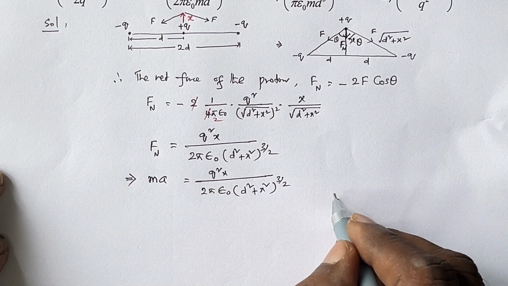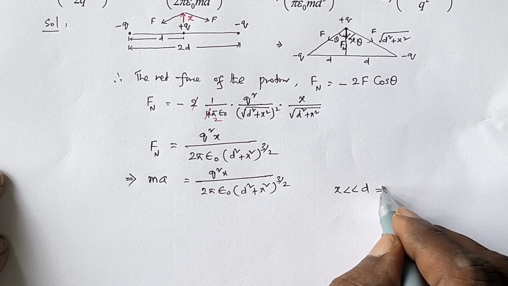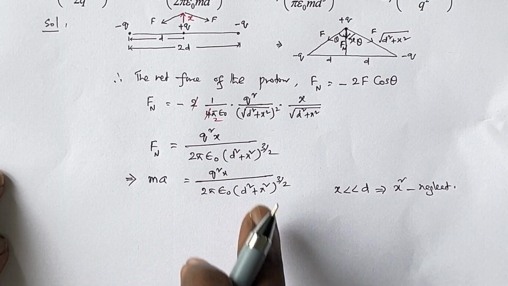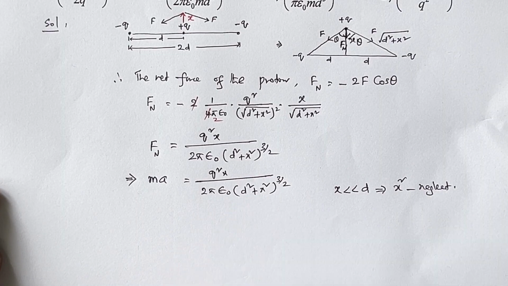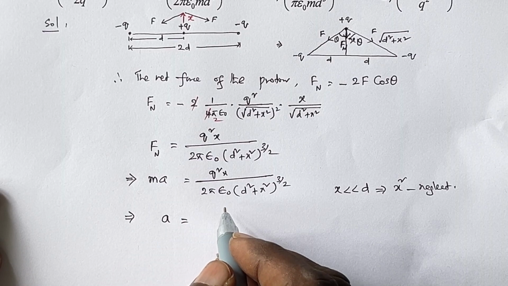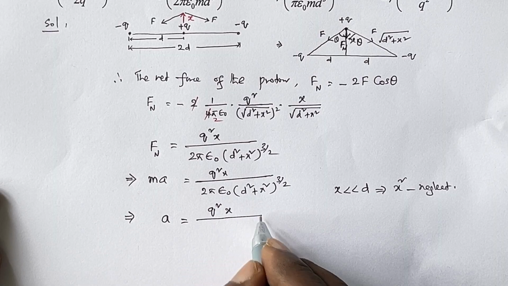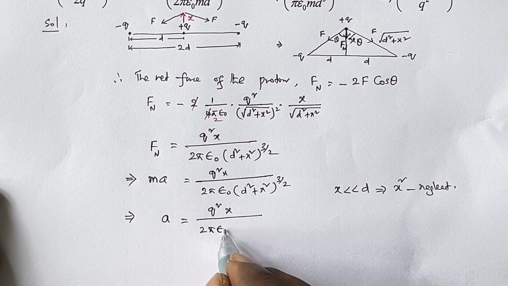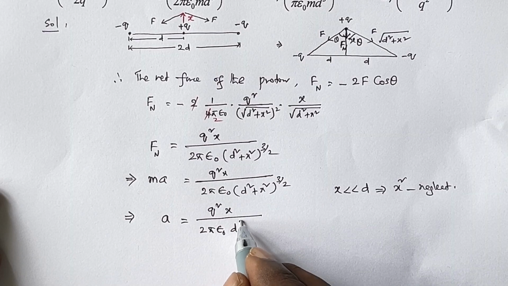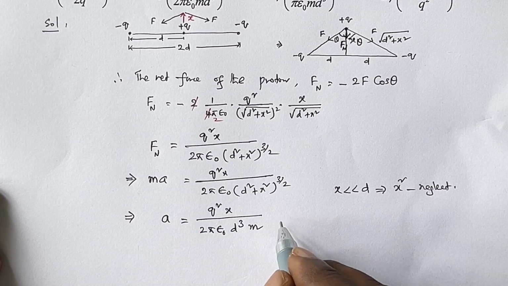Here one thing is there, x is very much less than d, so we can neglect the x square value. If we neglect the x square value, then A is equal to, this m I will send this side, q square x by 2 pi epsilon naught d square, 2 cancels, this becomes d cube, and this m comes here. So this is equation 1.